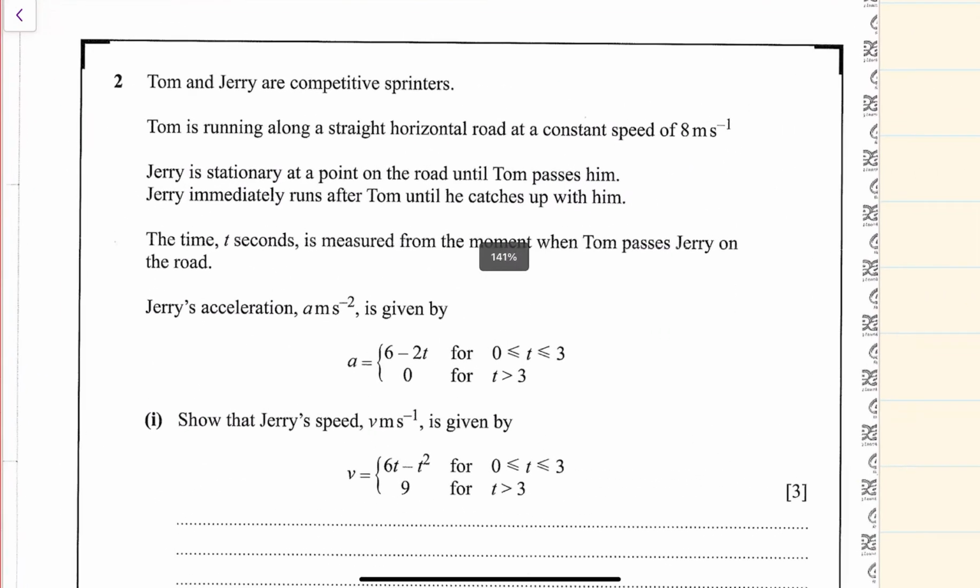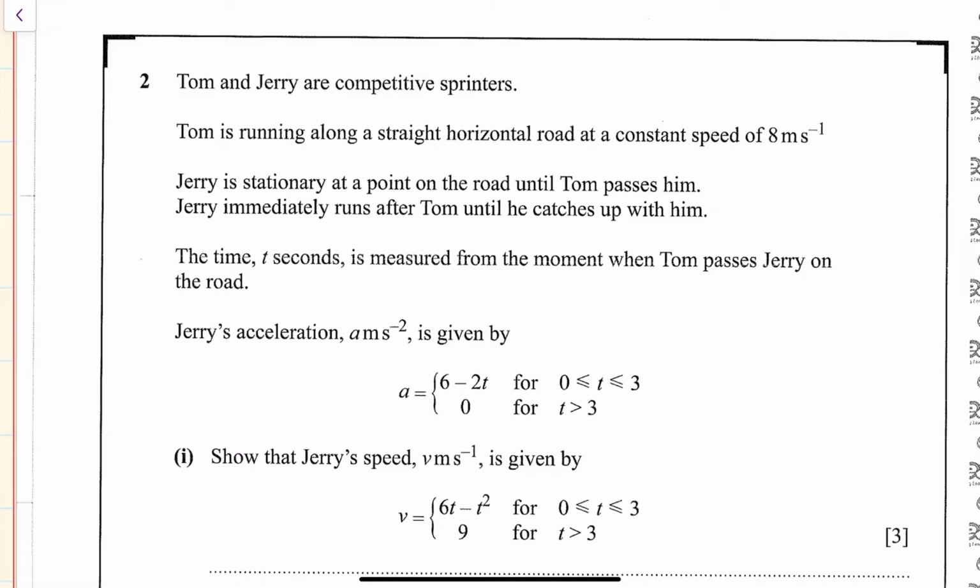Okay, Tom and Jerry are competitive sprinters. Tom is running along a straight horizontal road at a constant speed of 8 meters per second. Jerry is stationary at a point on the road until Tom passes him. Jerry immediately runs after Tom until he catches up with him. The time, t seconds, is measured from the moment when Tom passes Jerry on the road. Jerry's acceleration a is given by this expression. Show that Jerry's speed is given by this.